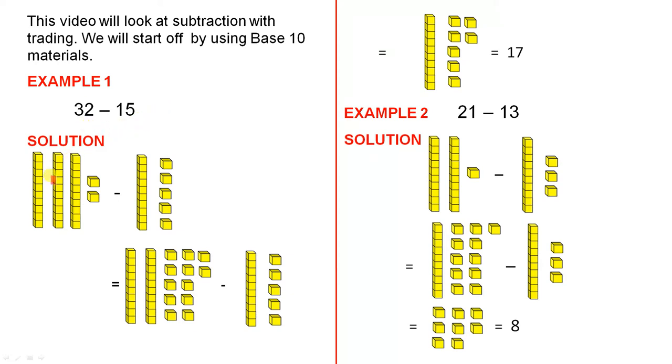There's 32, 3 tens and 2 ones. 15 is 1 ten and 5 ones. With subtraction, we always start with the ones column. 2 take away 5 we cannot do, so we give up this 10 and we bring in 10 ones. That's the trading. So this is what we've done here.